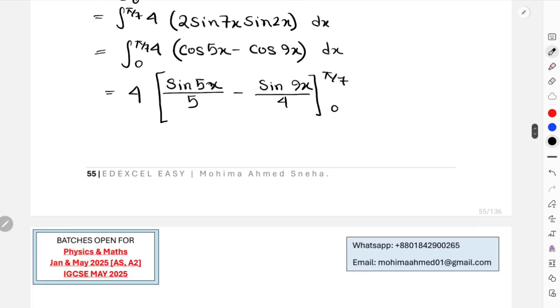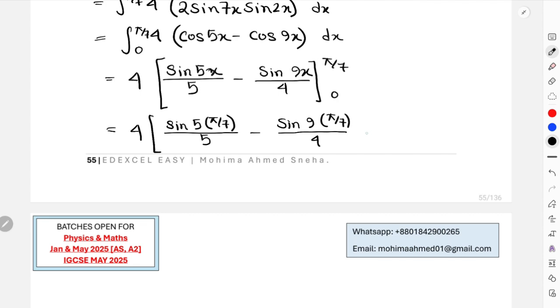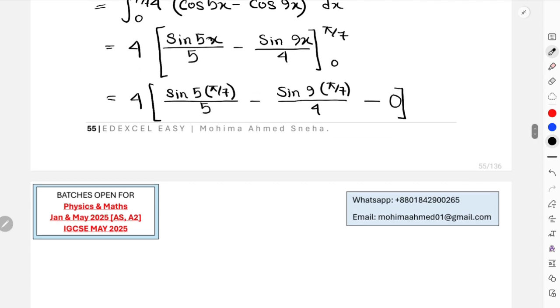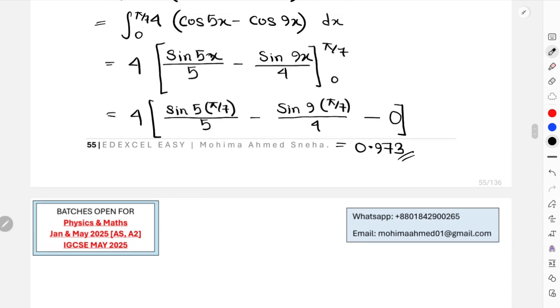After this, we'll have to input pi by 7 and then subtract it with 0 because the lower boundary was 0. So obviously everything is multiplied over here. So sine 5 pi over 7 over 5 minus sine 9 pi over 7 over 9, and this entire thing is 0 at the lower limit. At the end, when you multiply this with the 4 on the outside, you're going to get your value as 0.973 as your final answer.